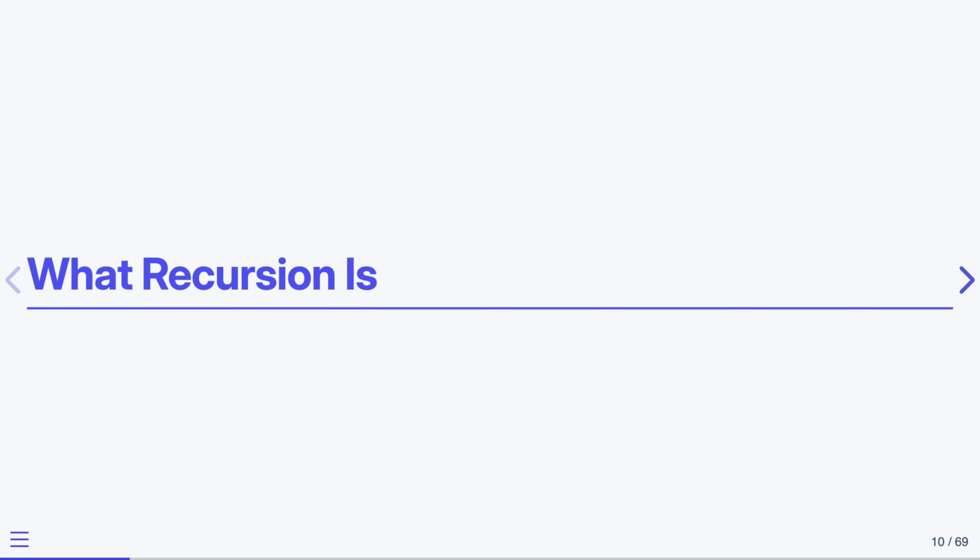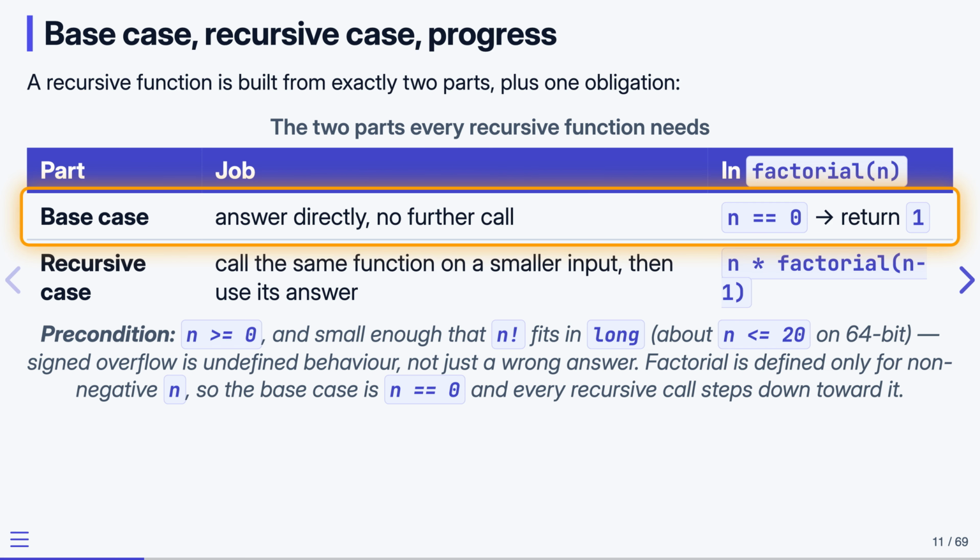Now we turn to what recursion really is. Let's break a recursive function into its parts. A recursive function has exactly two parts plus one duty. The first part is the base case. It answers directly with no further call. In factorial, the base case is, if n is 0, return 1.